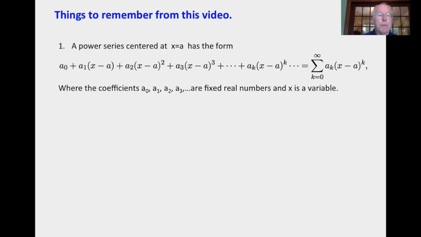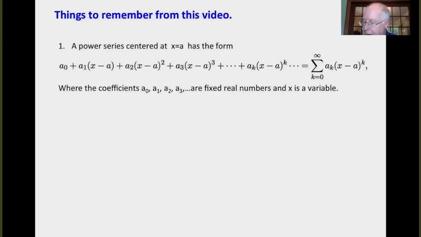So some things to remember. A power series centered at x equals a has the form we see here. Kind of looks like a polynomial in powers of x minus a. Often it's useful to think of power series as just infinitely long polynomials. The coefficients will be numbers generally, a0, a1, a2, a3, and they will probably depend on k, so different coefficients as we take different terms of the series. And of course, x is a variable.